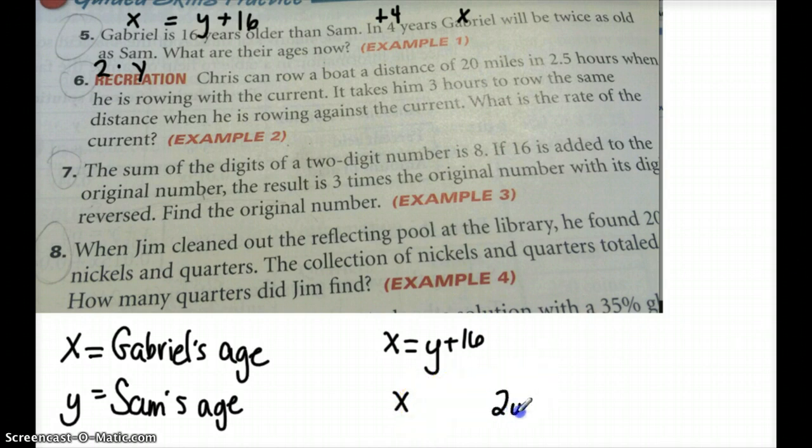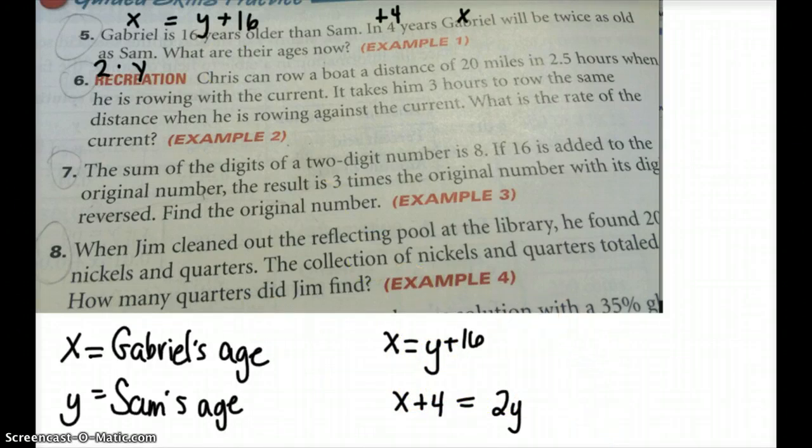So if twice as old as Sam is 2y, if I add 4 years to his current age, let's see if that works. Gabriel is X now, in 4 years his age will be twice as old as Sam. So that would allow you to say, okay, Gabriel's age plus 4 years from now would be twice as old as Sam's age now. Okay, so that would be your two equations, and then you could use substitution or elimination with those.